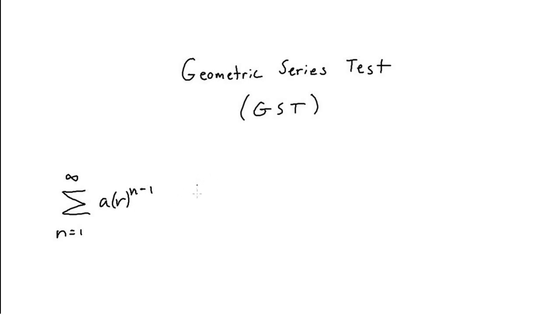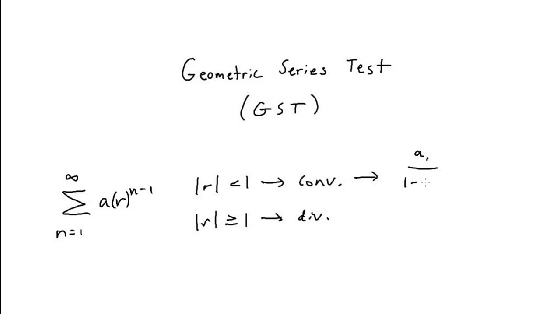If the absolute value of r is less than 1, then the series will converge. And if the absolute value of r is greater than or equal to 1, then the series will diverge. And if that series does converge, it will converge to the value of a sub 1 over 1 minus r. And keep in mind that a sub 1 is just your first term when you plug in 1 for n.